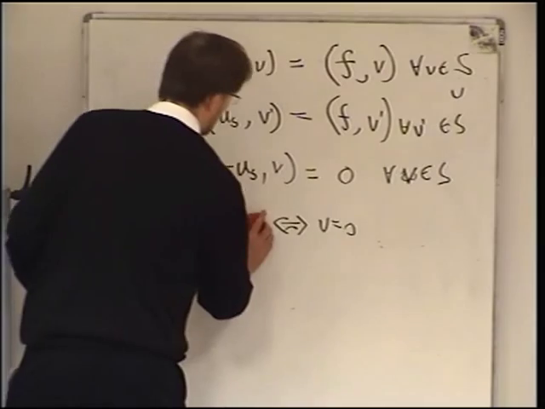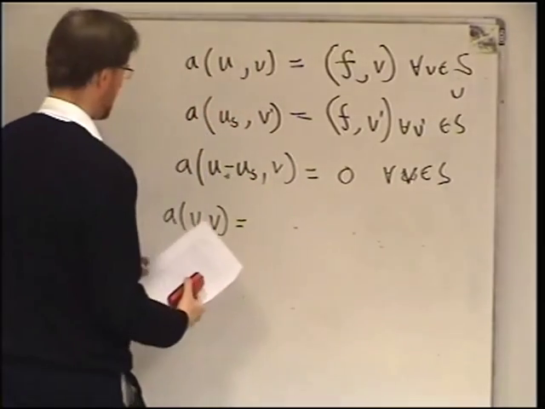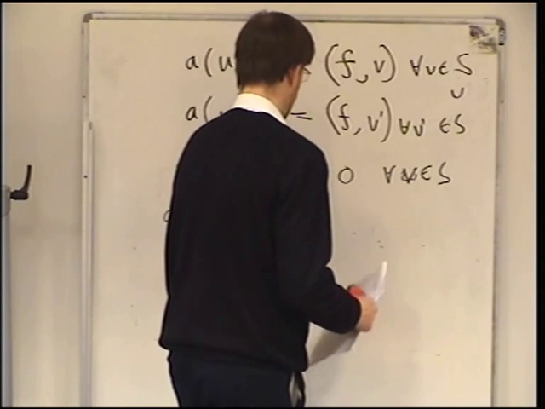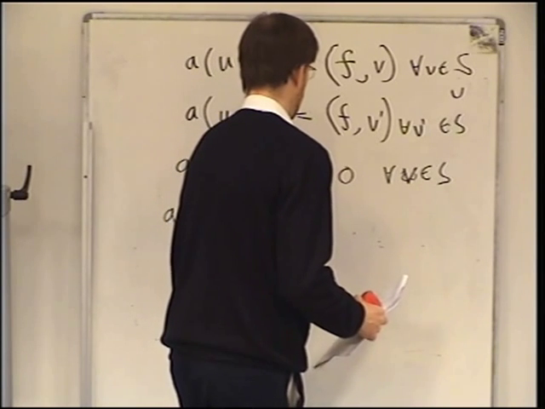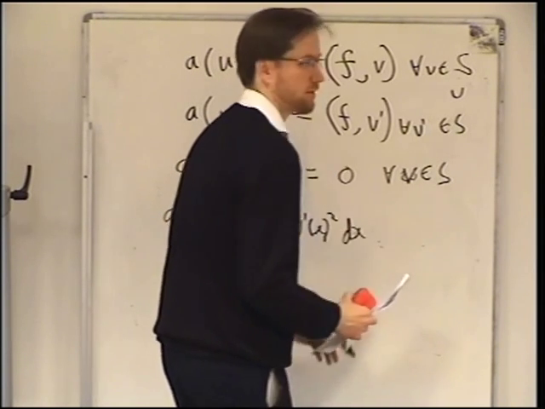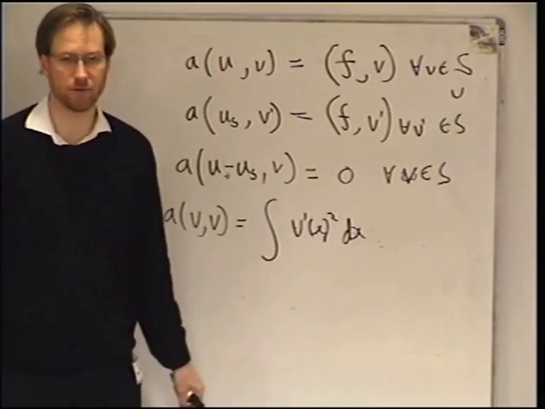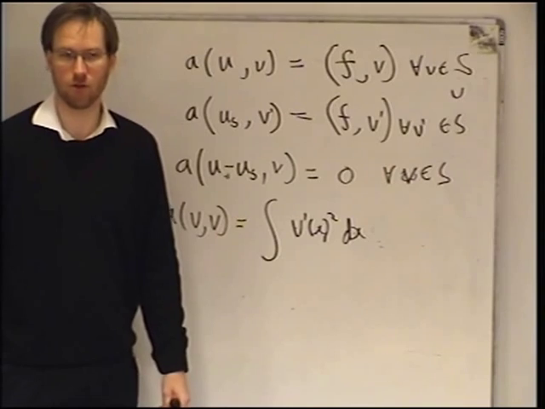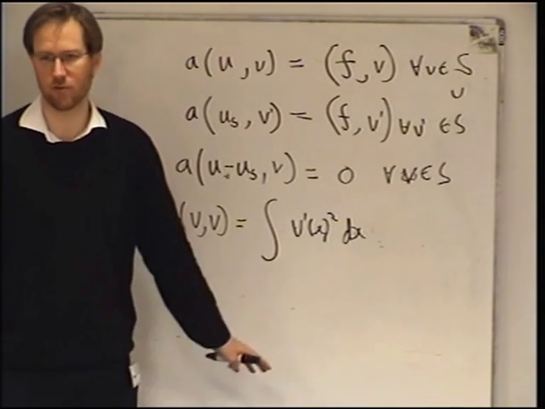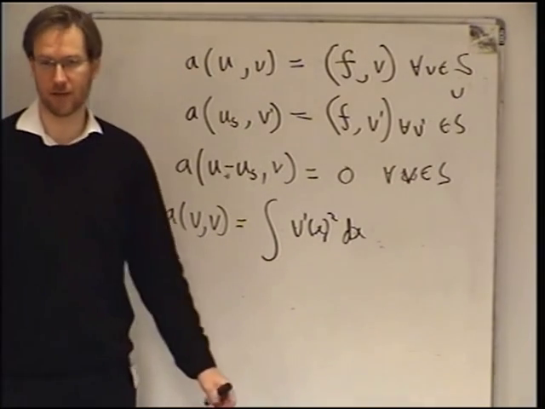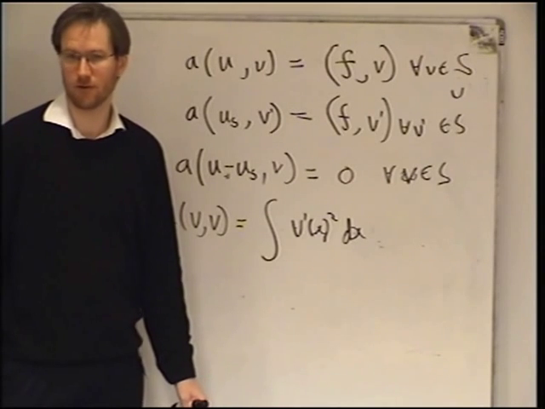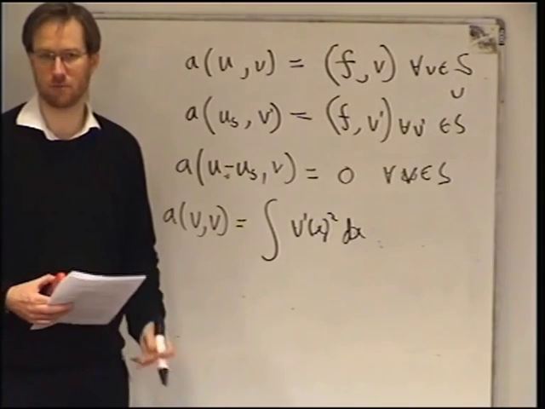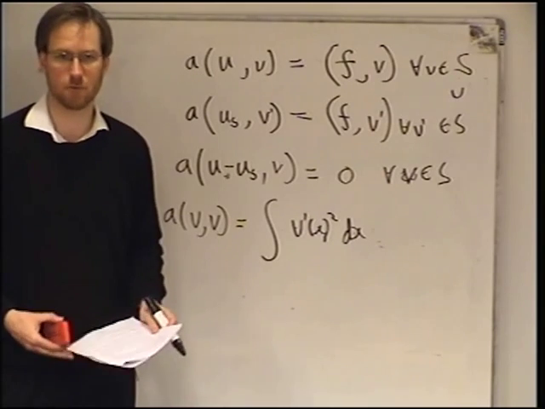And remember what A(v, v) is equal to? That's equal to the integral of v prime squared dx. So because that's a squared, this thing is definitely positive. No way for real valued functions, and we're only interested in real valued functions, that I could possibly get a negative value out of that. So yeah, actually, A behaves exactly like an inner product. It is an inner product.